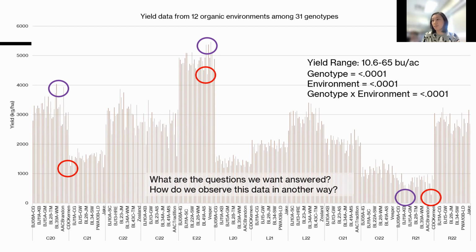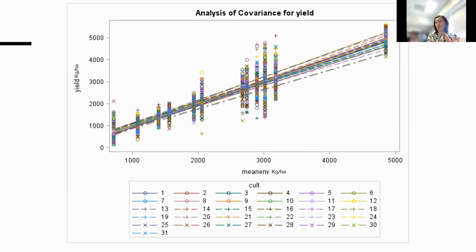One way we can do this is by plotting the mean environments. There's 12 different environments across the x-axis, across the horizontal. This is the average of the environments individually, and you can see that there's 12 of them. And then we have the yields of the individual genotypes. This is also very busy and not very informative, so we want to take it another step.